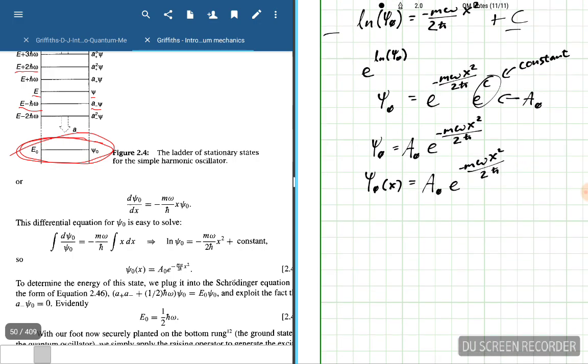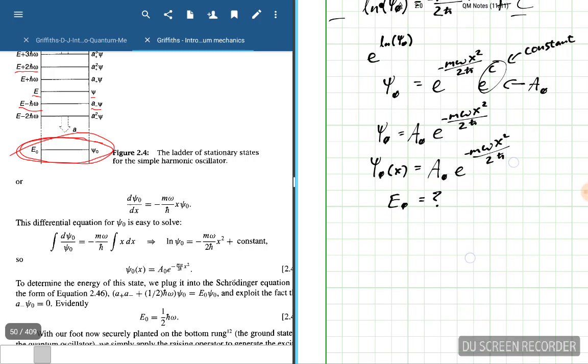So we know the shape of our psi naught. That's happy. So this is the lowest possible wave function, or the wave function that corresponds to the lowest energy. So I guess what we really care about is what is E naught? What is our lowest energy?